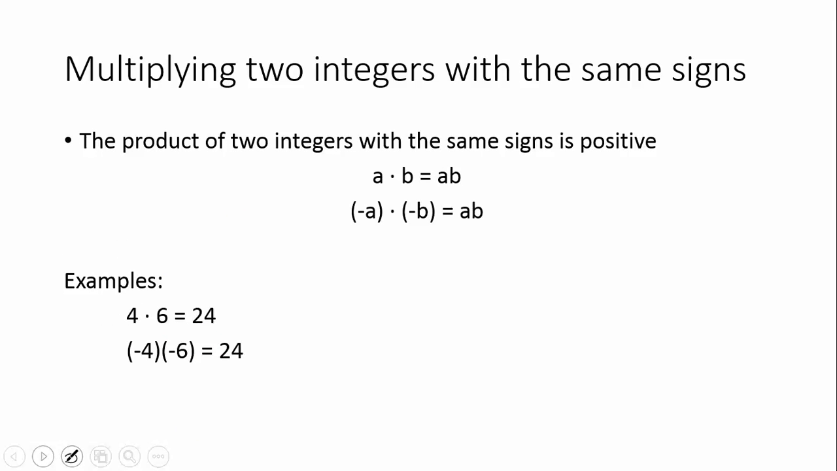The other option would be multiplying two integers with the same signs. And here we need to remember that the product of two integers with the same signs is positive. So we have a times b, a positive a times a positive b, that would equal positive ab. Or negative a times negative b would be a positive ab. So in the example, we have 4 times 6, or negative 4 times negative 6, and they both equal 24.